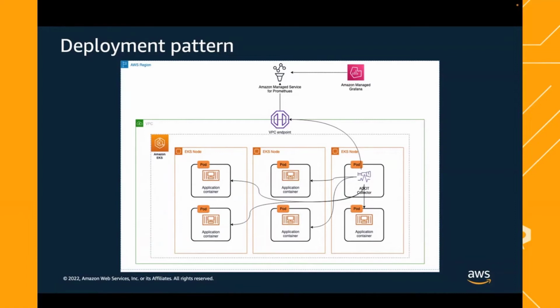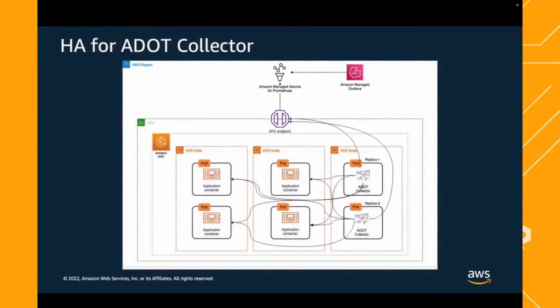There is a chance of a single point of failure in this option. That is why you want to look for high availability for the ADOT collector. You can configure high availability using the ADOT Collector or even the Prometheus server when you're collecting Prometheus metrics and sending them to Managed Prometheus service.